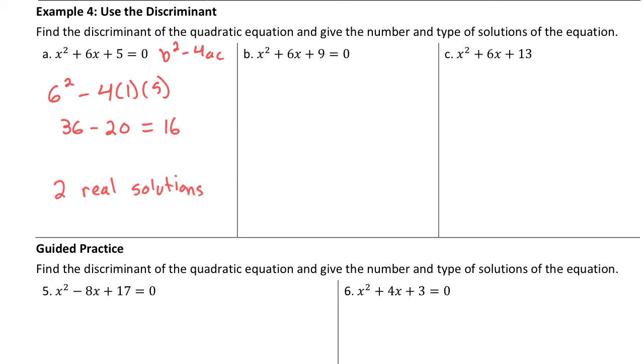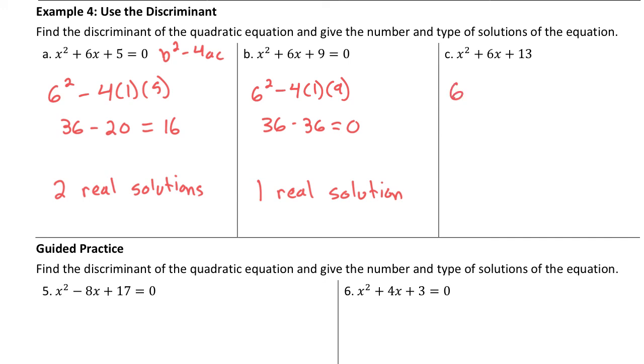In part B, b squared minus 4ac, 6 squared minus 4 times 1 times 9. This is 36 minus 36, which is 0. That means our quadratic hits the x-axis once. That means we have one real solution. And I guess you're going to predict on this one, but we'll still do it.